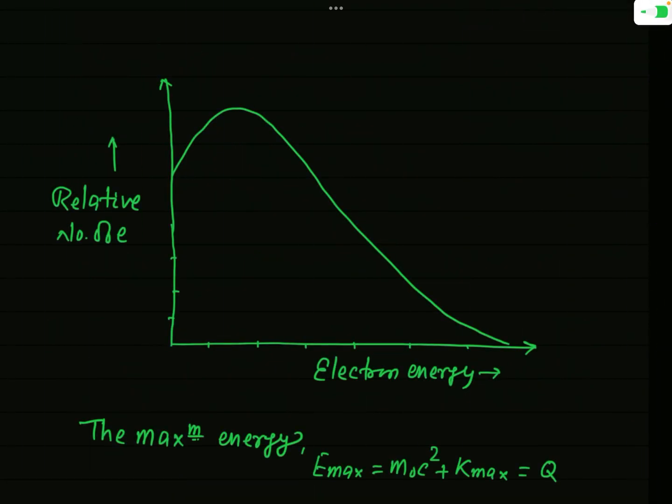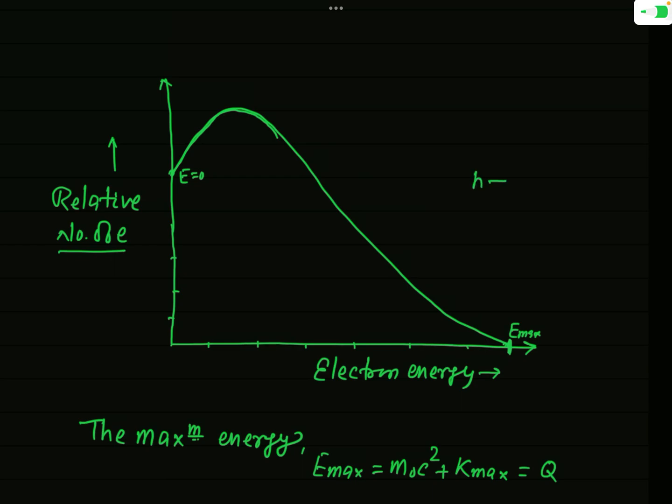You can see this graphical plot. In fact, this is the relative number of electrons emitted by different nuclides, and here I have written on the x-axis the energy of the electron. This graph shows that the energy of the electron is 0 here, and here the energy is maximum. So the energy of the electron varies continuously from 0 to a maximum value. Here the curve cuts the energy axis, and so this represents the maximum value of energy of the electron.